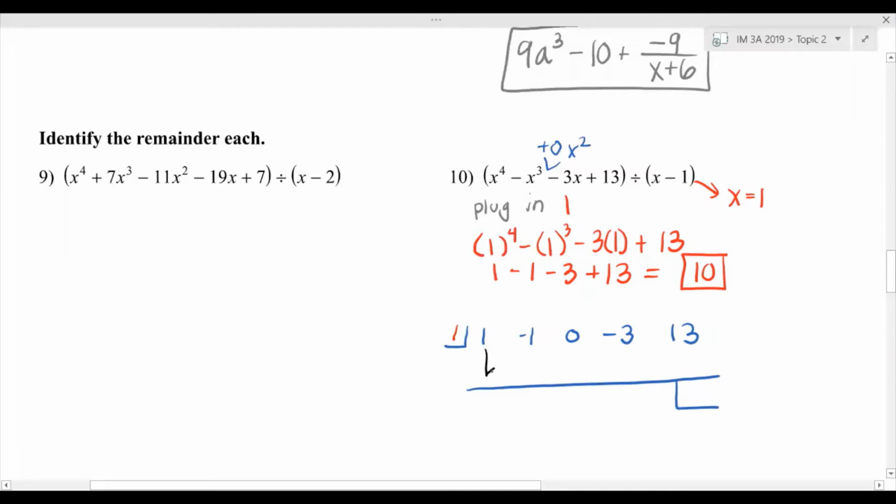So if I bring down the 1, 1 times 1 is 1, and then negative 1 plus 1 is 0. 1 times 0 is 0, 0 plus 0 is 0. 1 times 0 is 0, negative 3 plus 0 is negative 3, and then 1 times negative 3 is negative 3, which gives us a remainder of 10. So again, either way, you get the value for 10. So whatever you're more comfortable with, you're either plugging in the number, doing synthetic division and finding the remainder, or maybe doing both to make sure that your answer is correct.